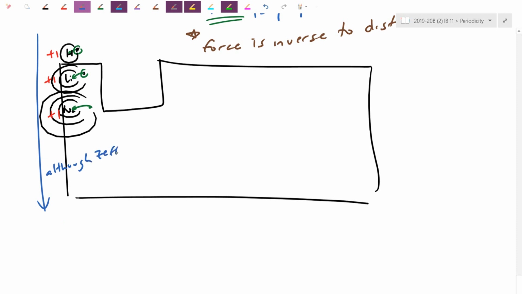Although the Z effective is similar, that would have implied that the radius should be the same, right? Same amount of attraction, right? I see the same positive. We see better from the Bohr model. As you go down, I pick up another energy shell, and especially when I get more layers, I'm definitely going to be further out. Although Z effective is similar, we're going to have our atomic radius, our size, actually increase. Radius increases due to having more shells.